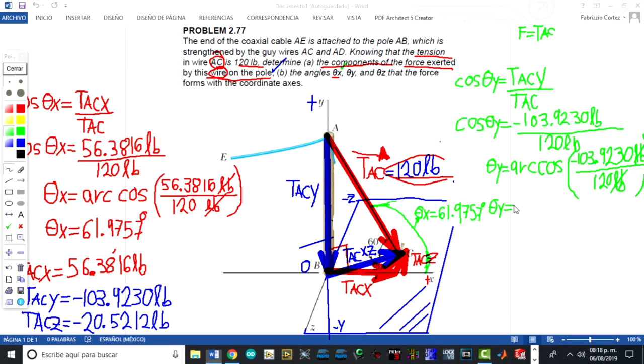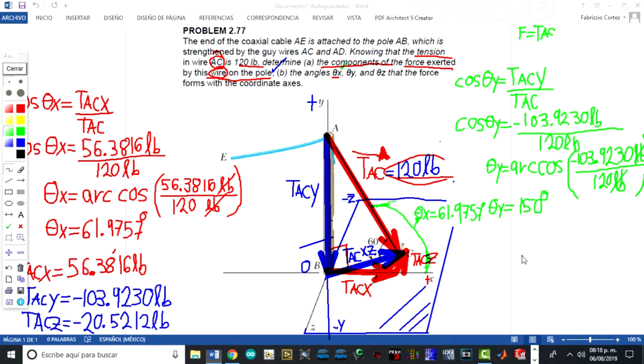So we are doing it in the calculator: 103.9230 divided by 120, arc cosine. And since we can see that this is negative, the arc cosine of a negative value will be an angle greater than 90 degrees by the definition of arc cosine. So we do this operation in the calculator. This angle is 150 degrees.